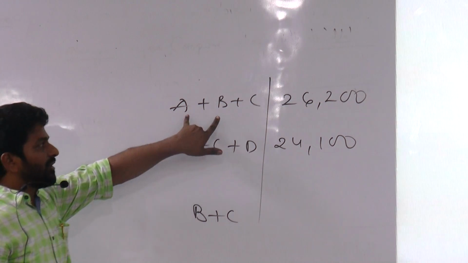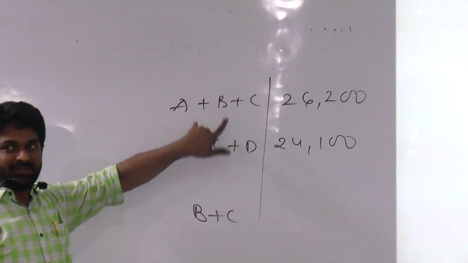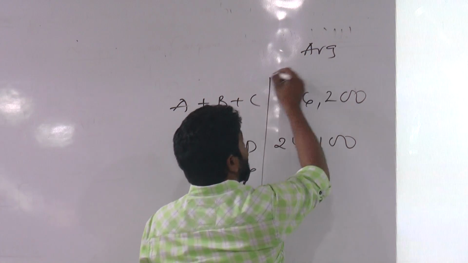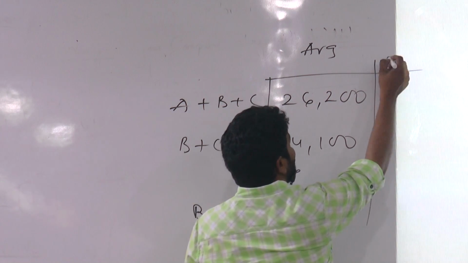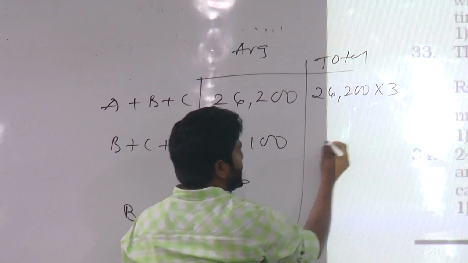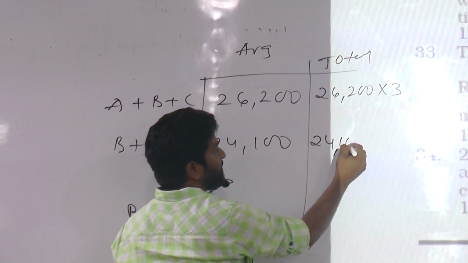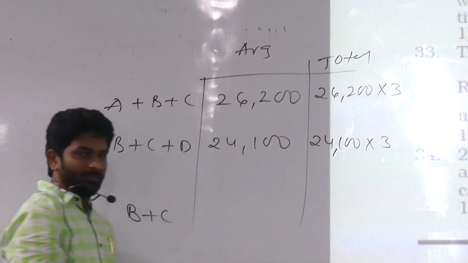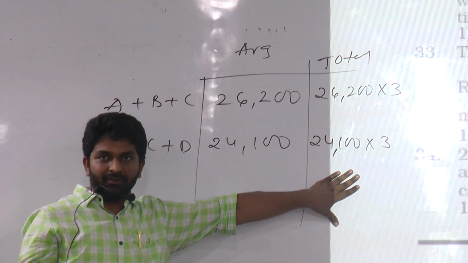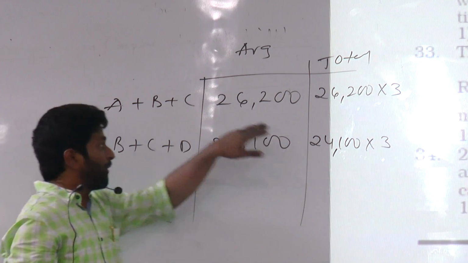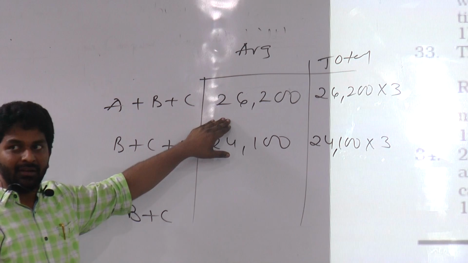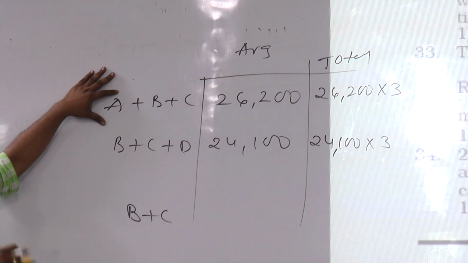So here you have BC common in first equation and then second equation. This is average. And if I talk about total or sum, that will be 26,200 into 3, and this is 24,100 into 3. If you are really confident about your simplification, you need not write this, but for your understanding purpose, I am writing. What is average difference here? 2,100.